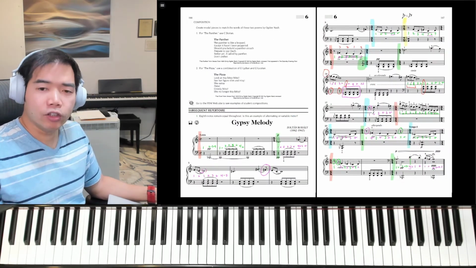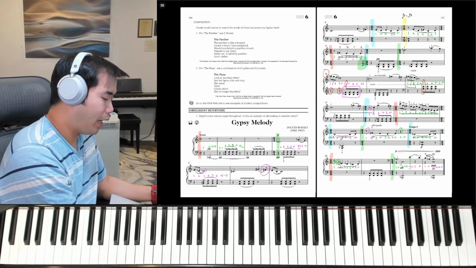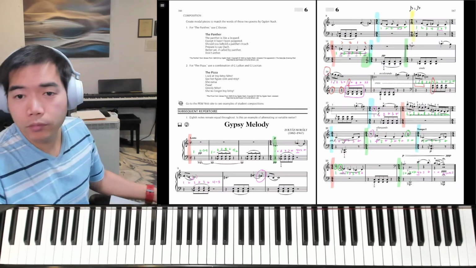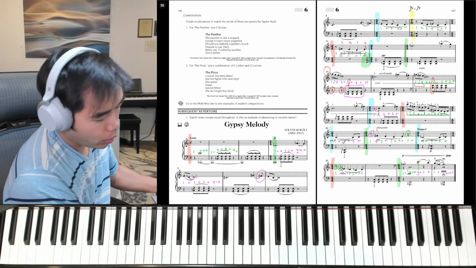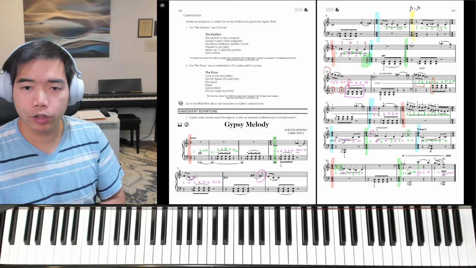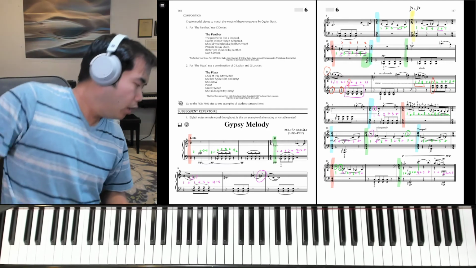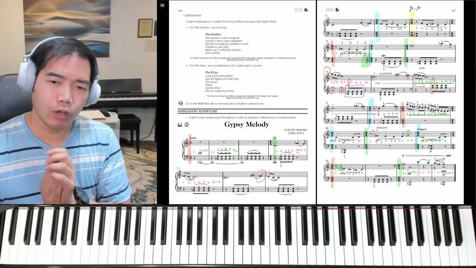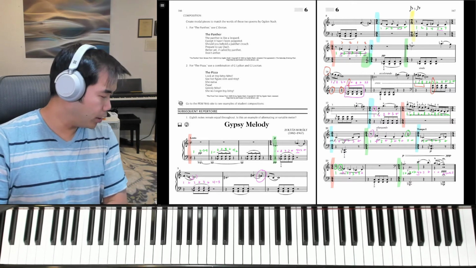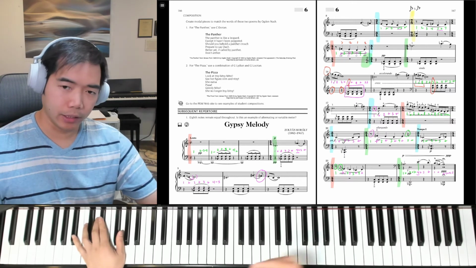So this next exercise, what I want you to do is you're going to actually clap and count this entire piece while I play it for you. And I will count it out loud so you can hear it. But I want you to actually clap and count along with me to make sure you understand the rhythm. Here we go. From the beginning.